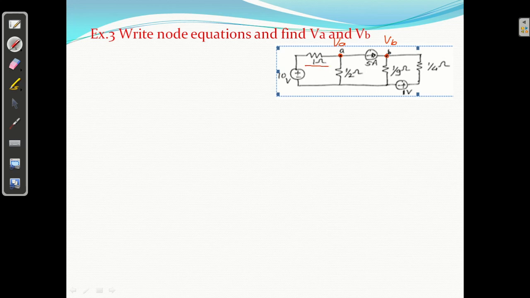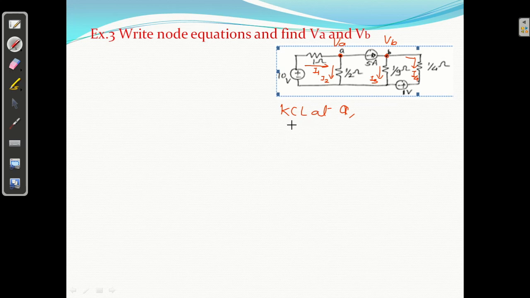I am remarking current I1 here, I2 here, 5 ampere is already outgoing, I3 here, and I4 here. So I have remarked the current through each and every branch, I1, I2, I3, I4. Next step is what? Write the KCL at node 1, at node A.